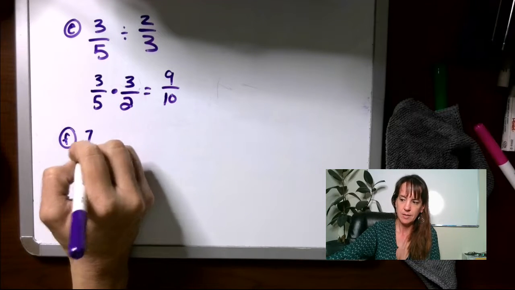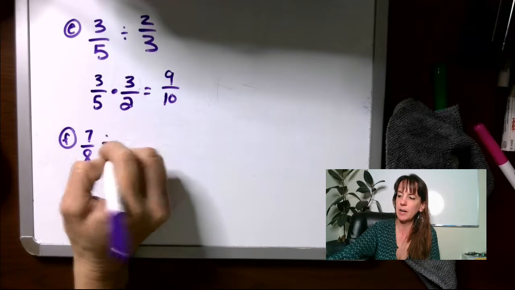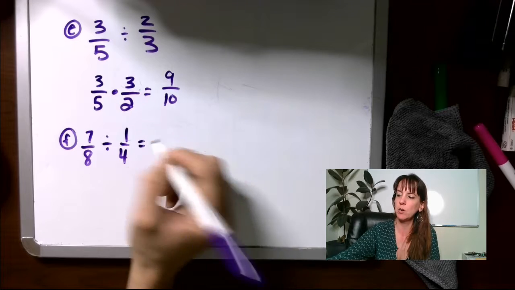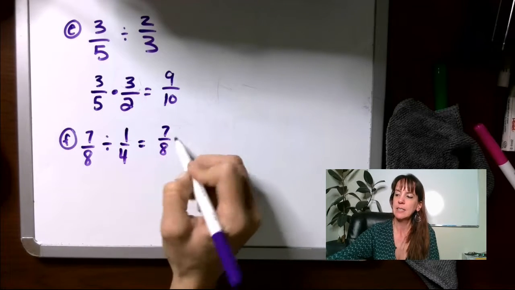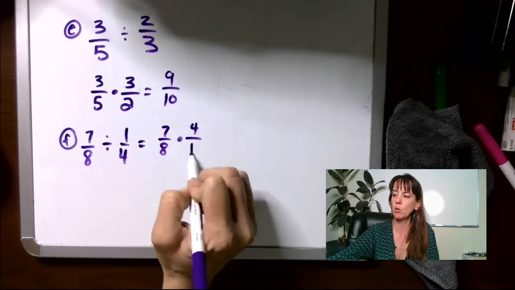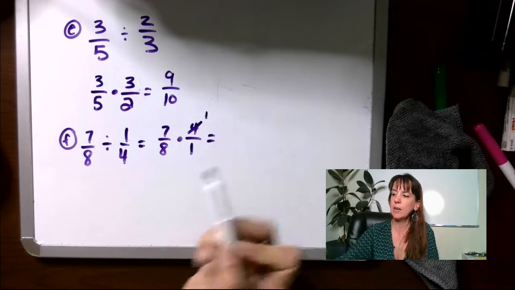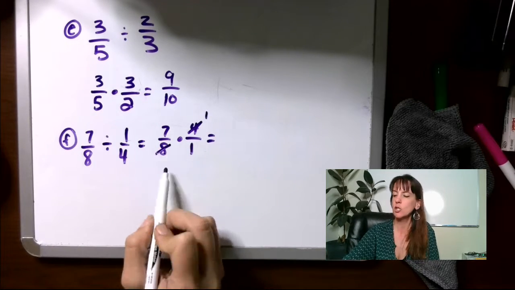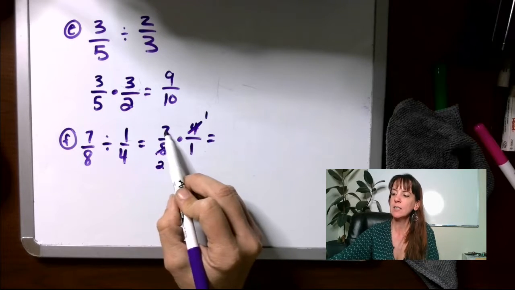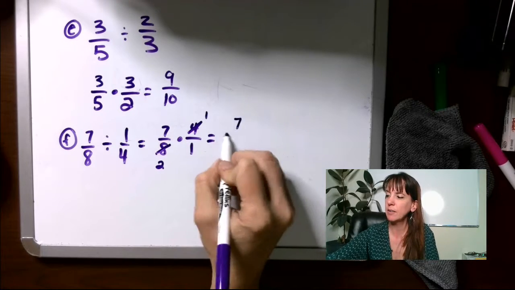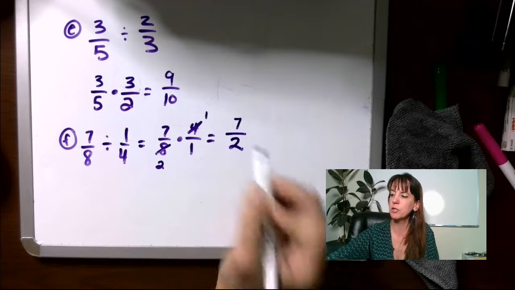F. 7 over 8 divided by 1 over 4 equals 7 over 8 times 4 over 1 equals. Well, we can cross cancel. Cross that out, I get 1. Divide this by 4, I get 2. So on the top, I get 7 times 1, which is 7. 2 times 1 on the bottom, which is 2.